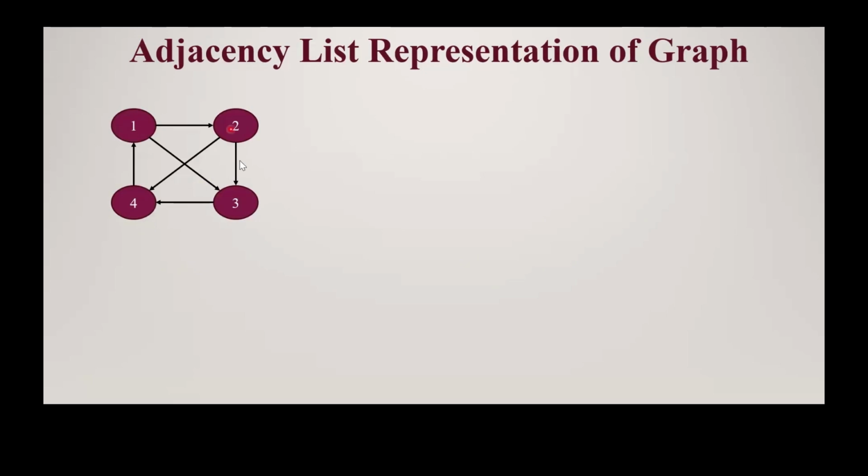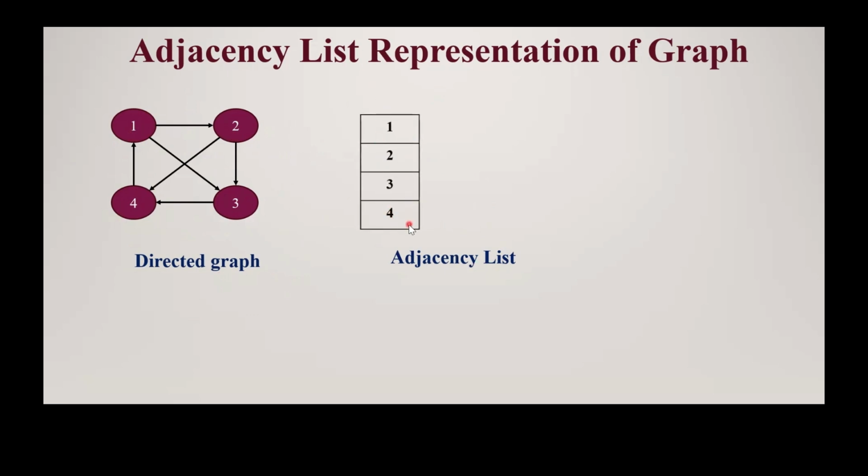So let's understand how it is going to be performed. There are 4 nodes present: node 1, node 2, node 3, node 4. These are the edges present, and these are directed edges. So we have to represent the adjacency list. We have to create an array, and the array size is the number of nodes. The number of nodes is 4, so we create an array of 4 elements: first node, second node, third node, fourth node. All the nodes are represented, and now we have to represent the edges each is connected to.